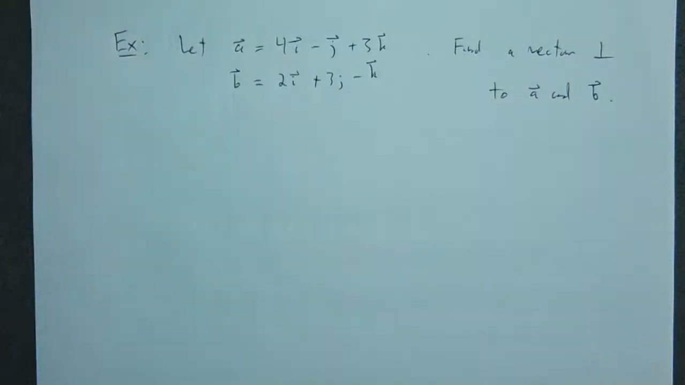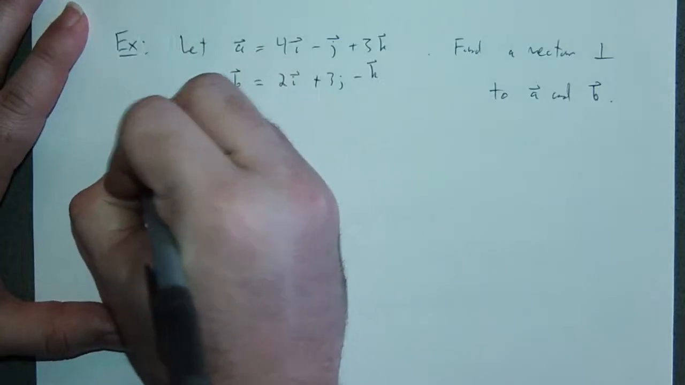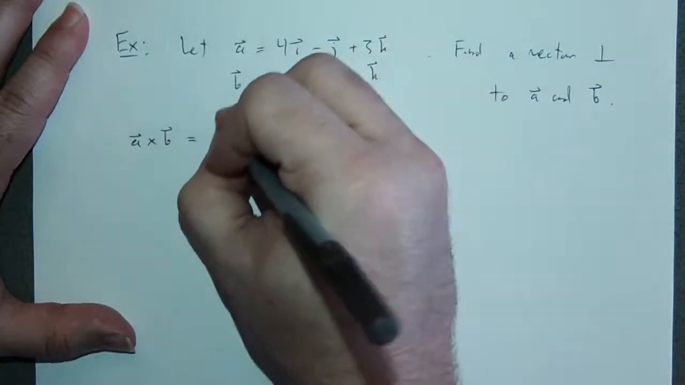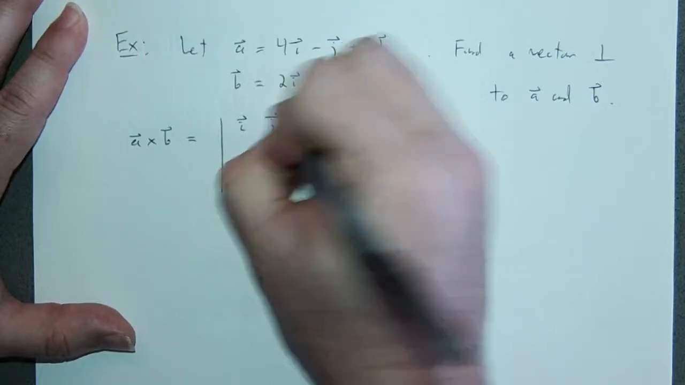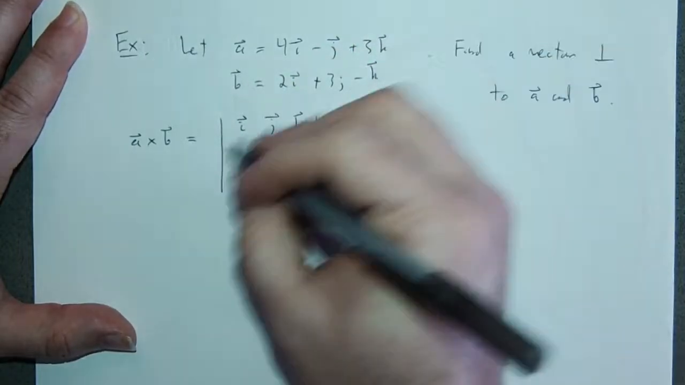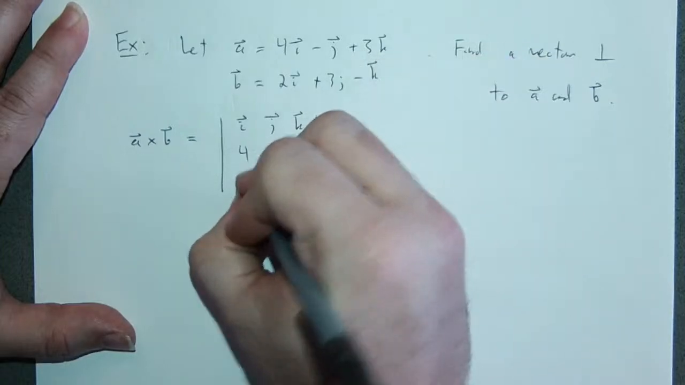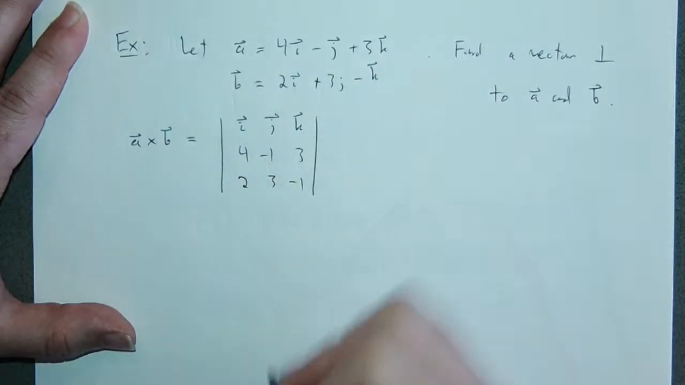So you weren't asked directly for the cross product here, but the cross product is what you're going to do, because we know from this last theorem, the first part tells us that the cross product of two vectors is perpendicular to both of them. And so to do this, let's compute A cross B. So I do this determinant once more. A is 4, minus 1, 3, and B is 2, 3, minus 1.